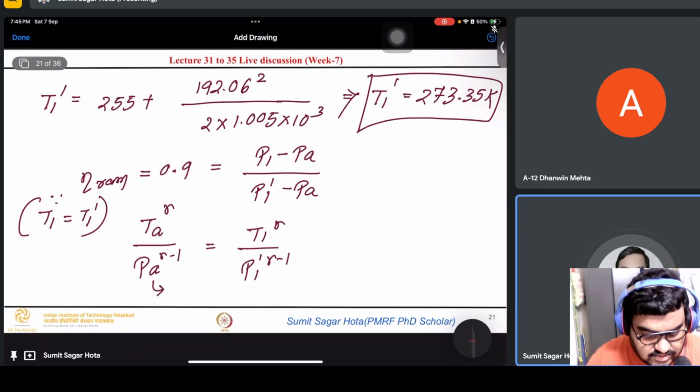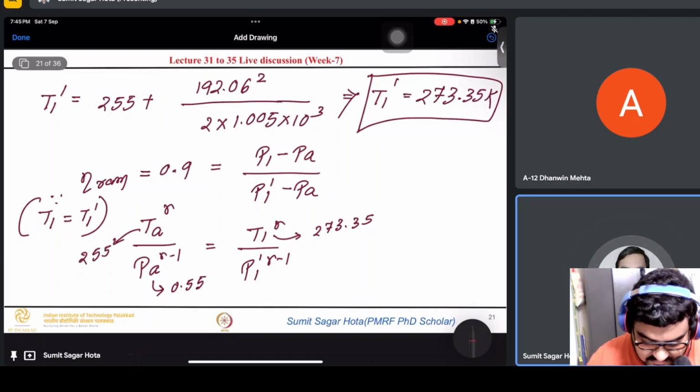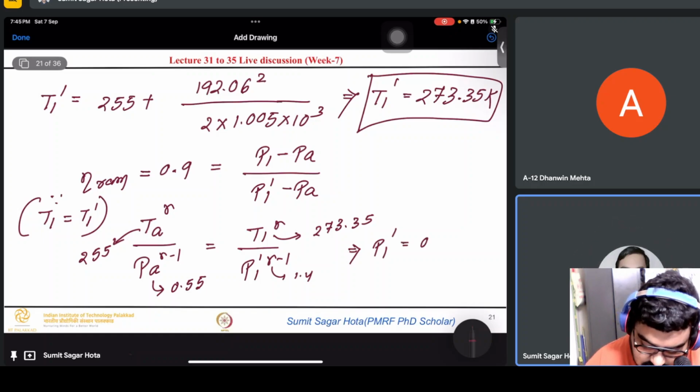PA is your 0.55, T1 is your 273.35, TA is your 255. Okay, and gamma is your 1.4. Okay, so if you solve it, P1 dash is equal to 0.55.